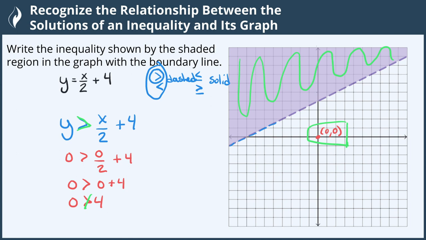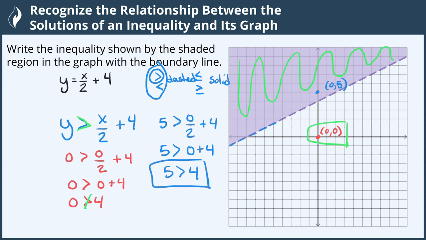Let's go ahead and do a second test point just to prove our point. So let's pick one. Let's do this one right here. This is the point 0, 1, 2, 3, 4, 5. Let's go ahead and test that one. So we'll put 5 in for y, 0 in for x, and see if we get a true statement. 5 is greater than 0 divided by 2 is 0, plus 4. And we need to evaluate 0 plus 4 is 4. Is 5 greater than 4? It is, which means it should be included in the shading.